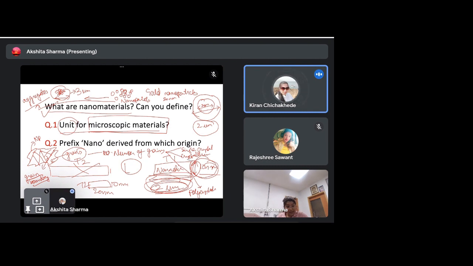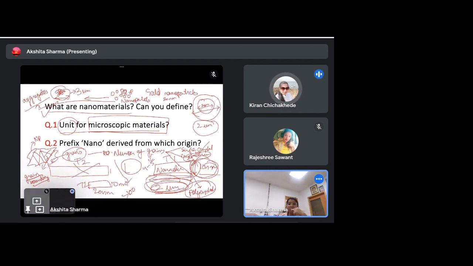If the grains are around 4 or 5, then it is crystalline. Fine. Then if the grains are countless, like more than 100, more than 20, then it is called polycrystalline. Okay.